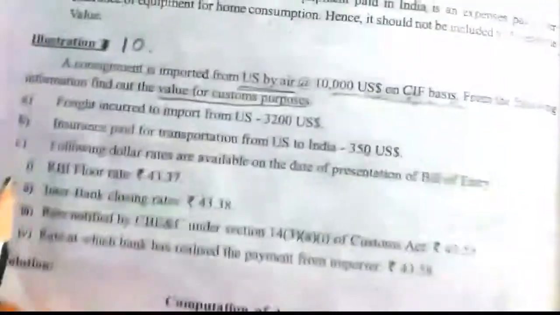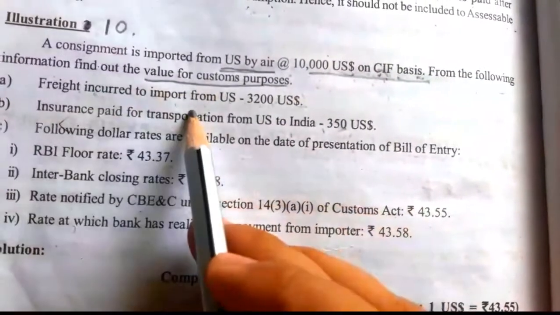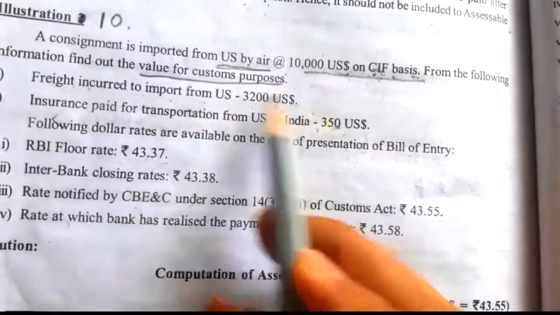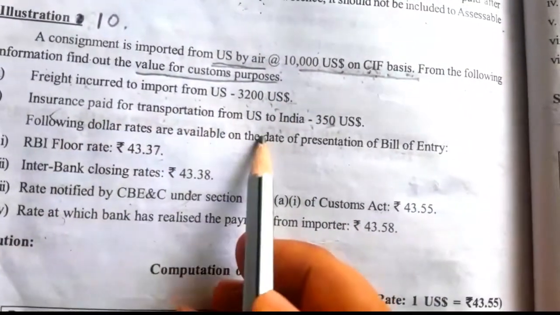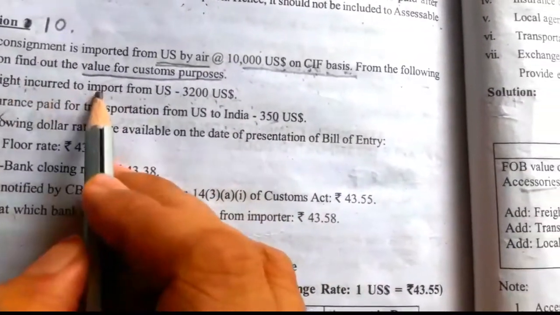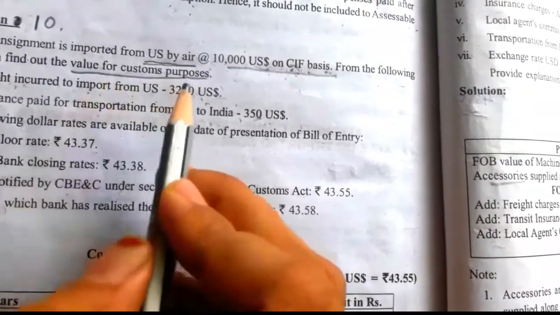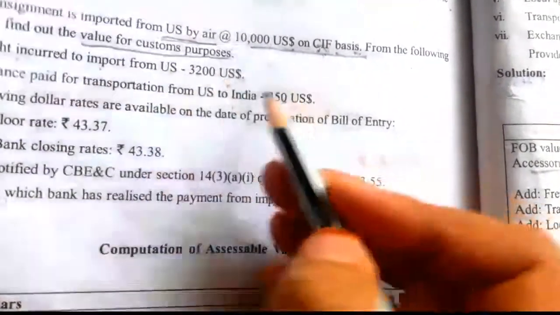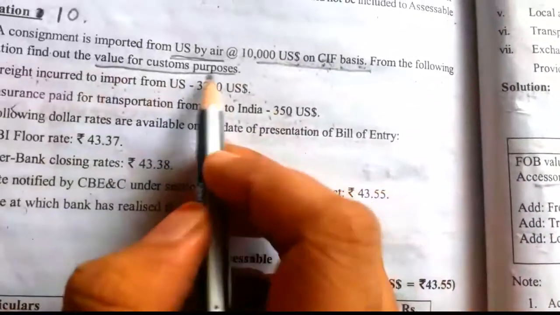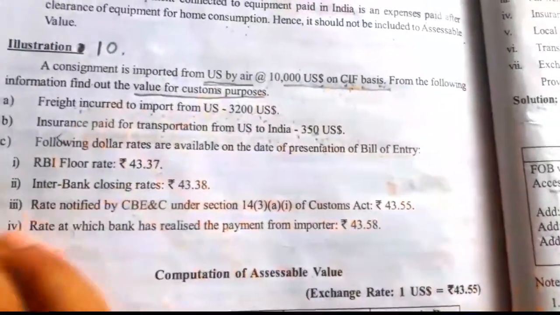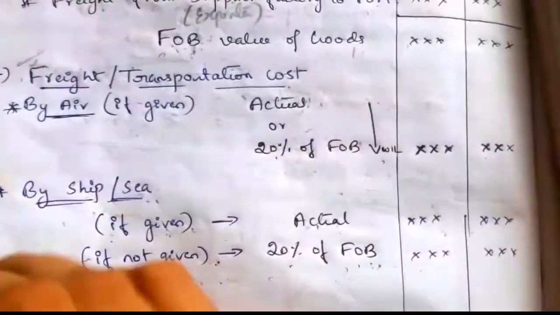Actually they have given the CIF value, that is 10,000 US dollar. And again they have given information like freight incurred to import from US, actually 3,200 US dollar, and insurance paid for transportation from US to India, 350 US dollar. So this is the information relating to freight incurred from port to port, that is from a US port to India, and insurance paid for transportation from the US port to India. These are two expenses incurred from port to port, and we have to add those expenses here, freight and insurance.